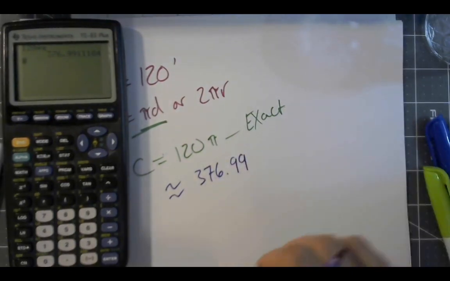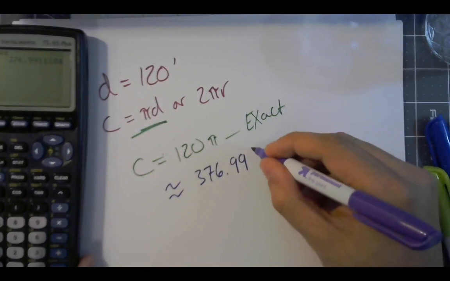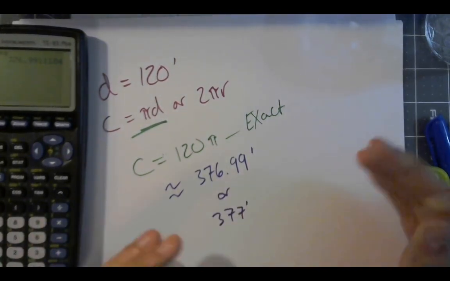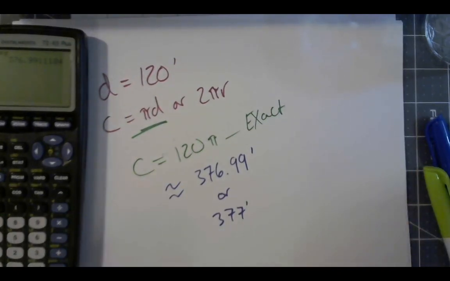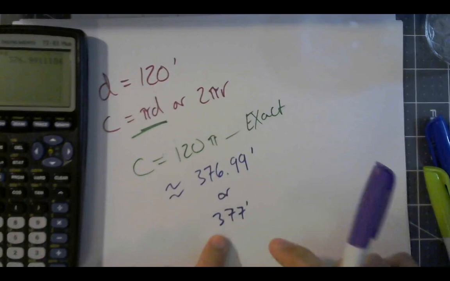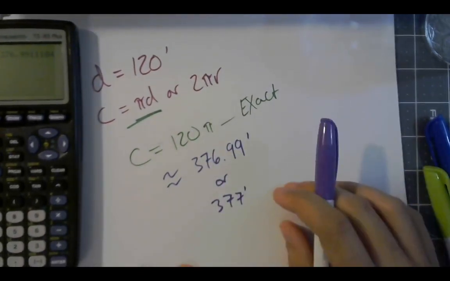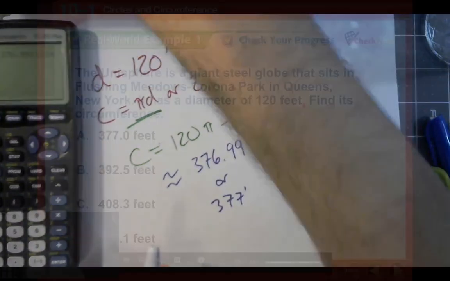376.99. And we're in feet, so that is that. Even 377, I'll take that if you are on a test, or if we're even lucky enough to get back into class and you have a test on this, that's a perfectly fine answer. These three are all equally valid. So let's go back to our options.